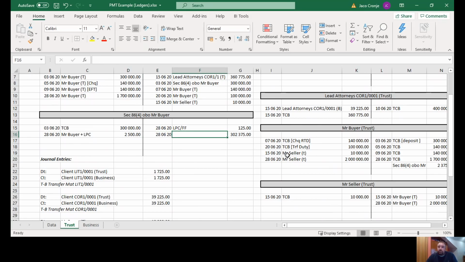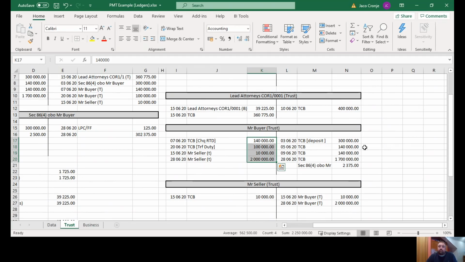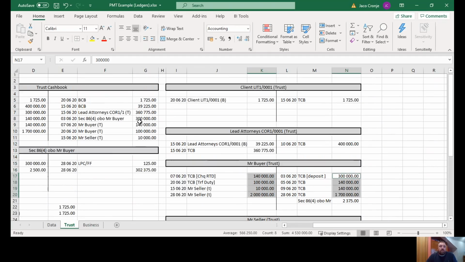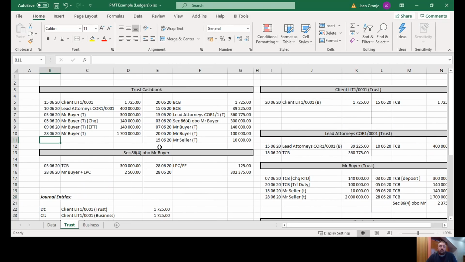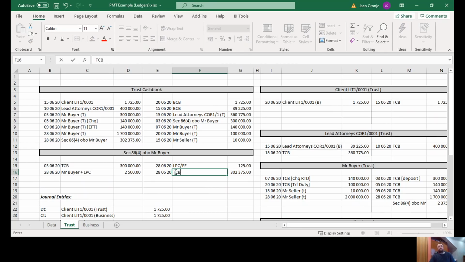Okay, so now where are we going to go with this credit? The answer is your trust bank account. Because remember, our liability towards the buyer has never changed. So where does this money now come into? And the answer is into my trust bank account. So my description there will be the same as that description, and my amount will be the same as that amount there. And my description there will say TCB.